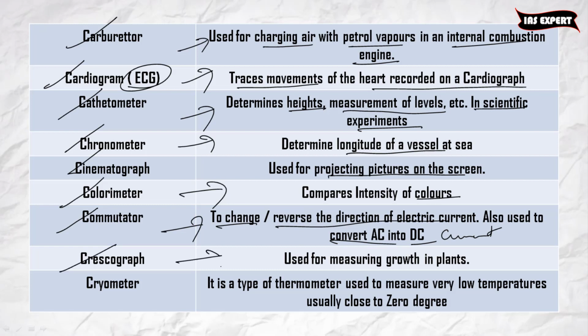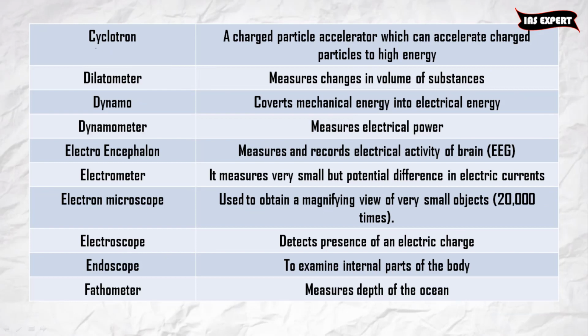Crescograph. This instrument is used for measuring growth in plants. Cryometer. This instrument is a type of thermometer used to measure very low temperature, usually close to 0 degrees. This is opposite to thermometer, which measures heat. In cryometer, it measures low temperatures. Cyclotron, a charged particle accelerator which can accelerate charged particles to high energy.